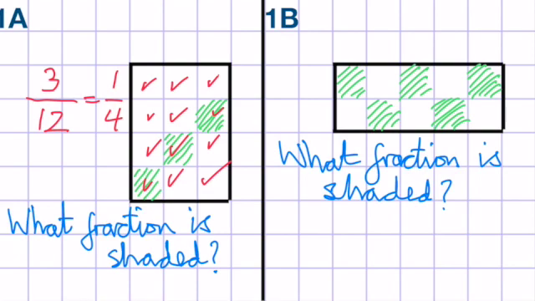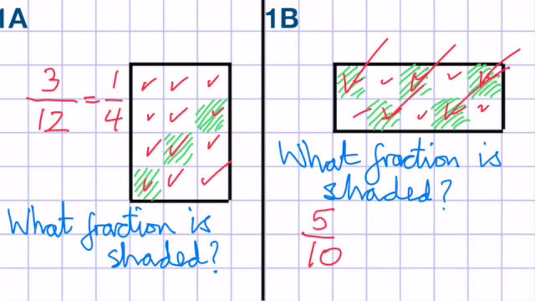Okay, so for 1B, first off, we need to count how many equal parts there are altogether. 1, 2, 3, 4, 5, 6, 7, 8, 9, 10. There are 10 equal parts, so that's our denominator. And then we need to count how many are shaded. 1, 2, 3, 4, 5. So 5/10 are shaded, and we can see straight away 5, the numerator, is half of the denominator. So simplified, that fraction is 1/2.